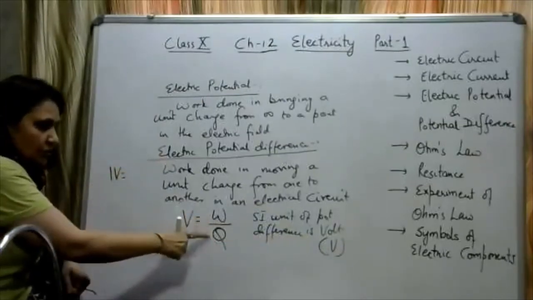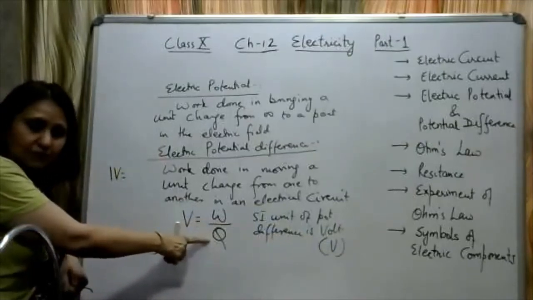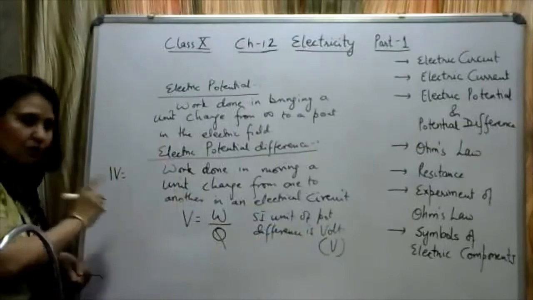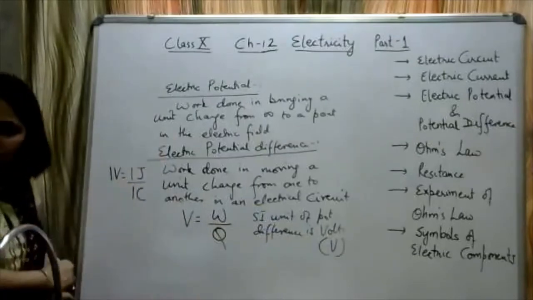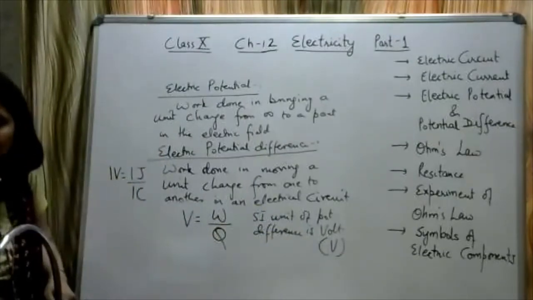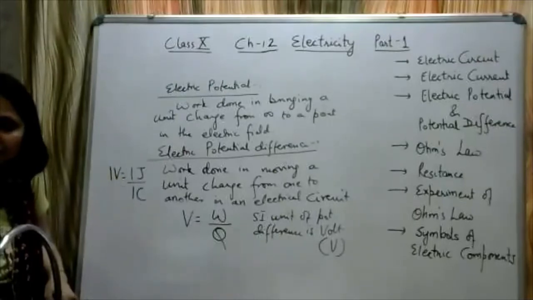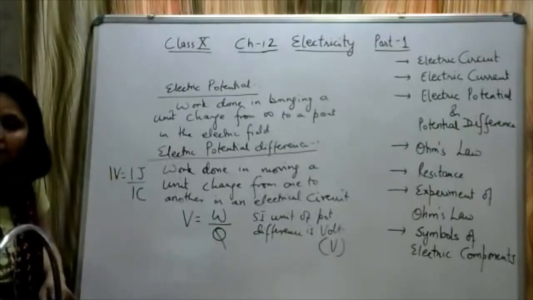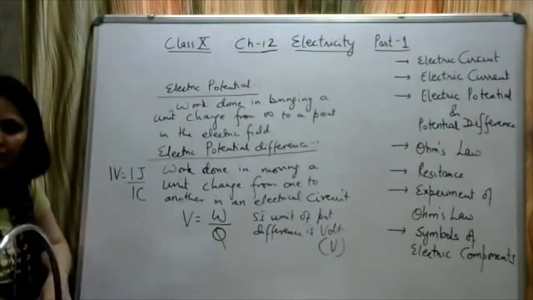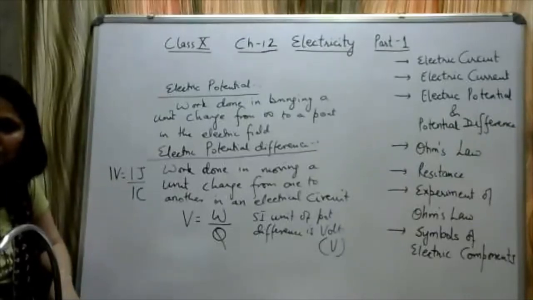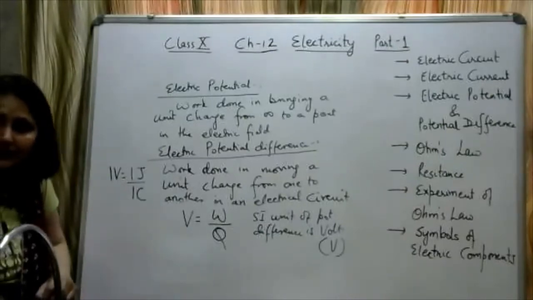Now let us define 1 volt. 1 volt is equal to how much? When 1 coulomb of charge is moved from one point to another, how much work should be done? 1 joule of work is done. So 1 volt of potential difference is 1 joule upon 1 coulomb. 1 volt is the potential difference when 1 joule of work is done in moving 1 coulomb of charge from one point to another in an electrical circuit.